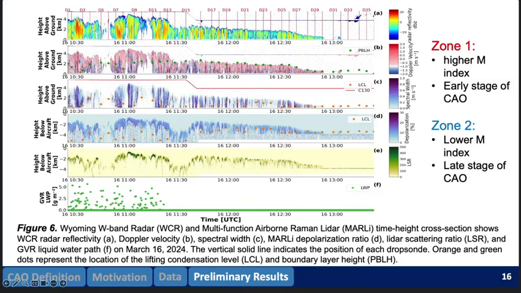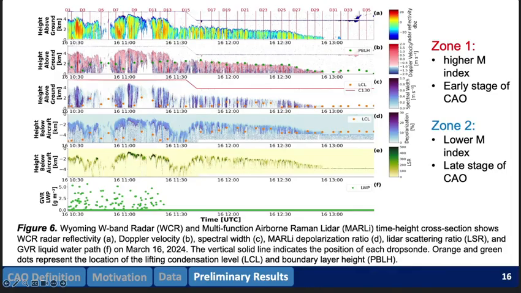So one way we estimate the cloud base height is using the LCL, the lifting condensation level, to estimate the height of the cloud base. For the LiDAR's measurements, the depolarization and the LSR, the LiDAR scattering ratio, we can use these two measurements to estimate the cloud top phase. For example, when the depolarization is relatively very small, but we have a relatively large LSR, it's more like a supercooled liquid water phase at the very cloud top.